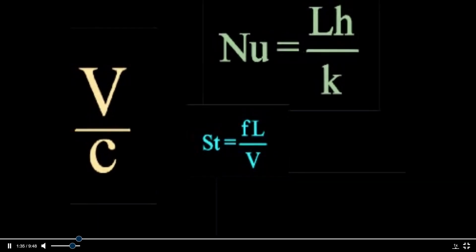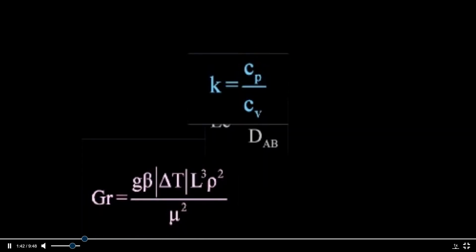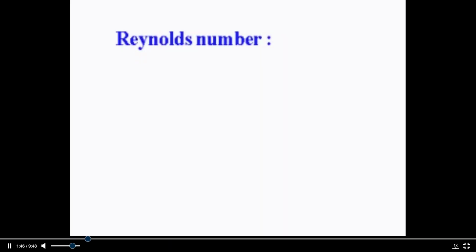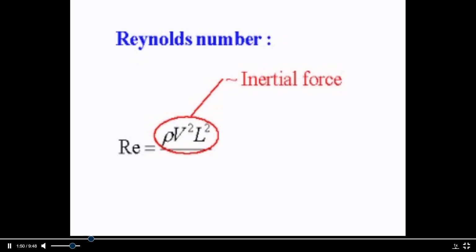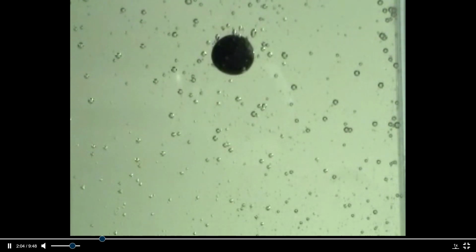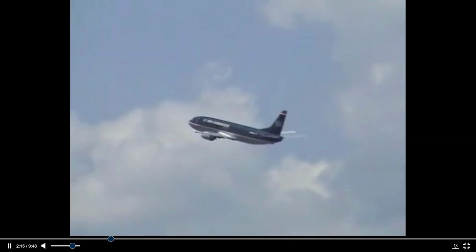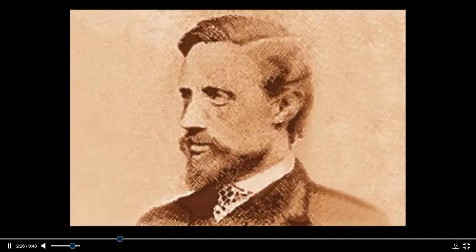There are a lot of these non-dimensional parameters, but the most important one in fluid mechanics, which comes directly from non-dimensionalizing the Navier-Stokes equation, is the Reynolds number. It's defined as the ratio of the inertial force to the viscous force on a body, and it's equal to rho VL over mu, or just VL over nu. When the Reynolds number is much less than 1, as in this bead falling through shampoo, the flow is dominated by viscous effects. We call this creeping flow. When it's much greater than 1, as in the case of this airplane, the flow is dominated by inertial effects. The Reynolds number is named for that great father of modern fluid mechanics, Osborne Reynolds.